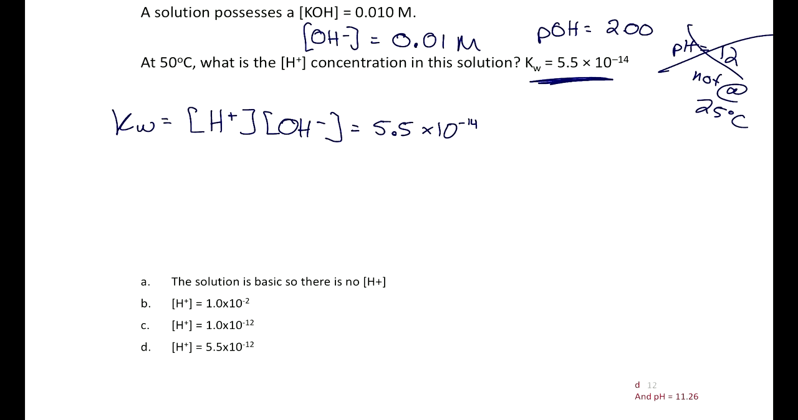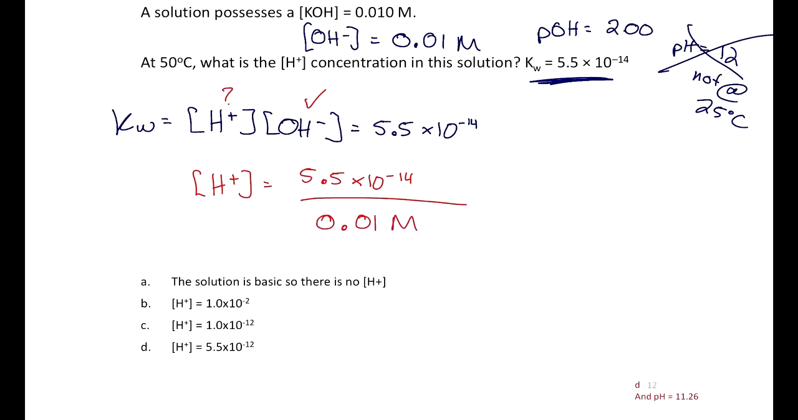So we want to calculate H+ concentration. Do we have the hydroxide concentration at equilibrium? Yes, we do. It was given in the question because this is a strong acid, or sorry, strong base. So we're just calculating here the H+ concentration using KW and the hydroxide concentration that's given. So 0.01 molarity hydroxide. And so then you get that this answer, the H+ present, is 5.5 times 10 to the negative 12 molarity H+.